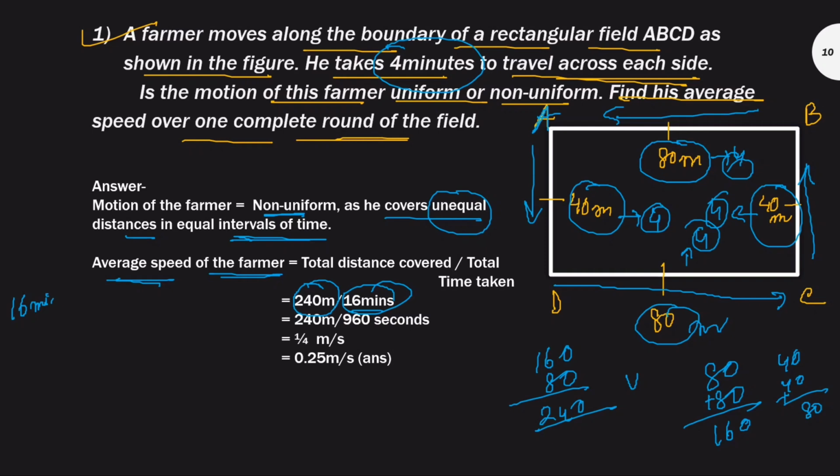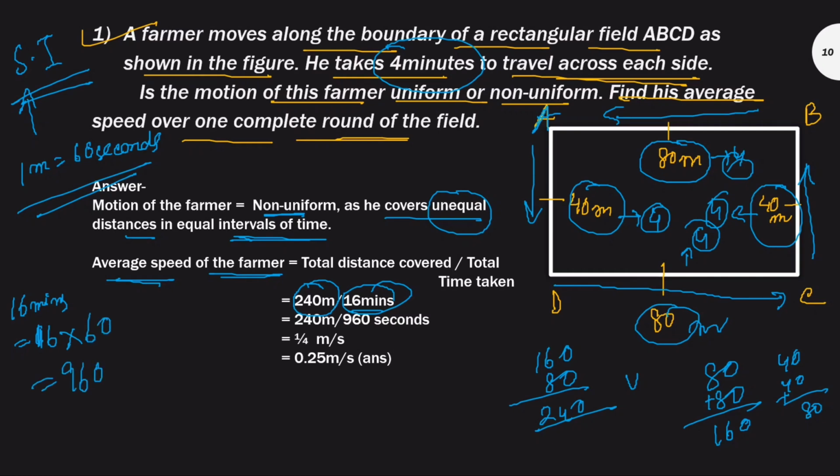And again we will convert the 16 minutes into seconds. How? 16, right? 1 minute equals 60 seconds. And why are we converting this? Because we want to change it into the standard unit, the standard international unit, which is accepted by each and everyone worldwide, right? So that's why 16 into 60 would be 960 seconds. Clear, students? 240 meter divided by 960 seconds would be 1 by 4 meter per second. And if we convert 1 by 4 into decimal, then it would be 0.25 meter per second. So this is the answer. Clear, students?